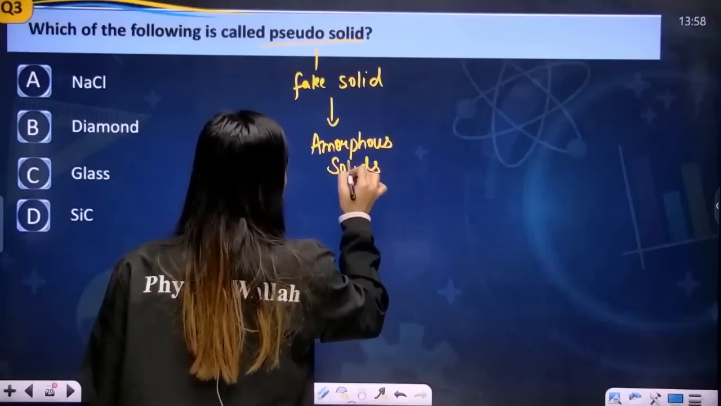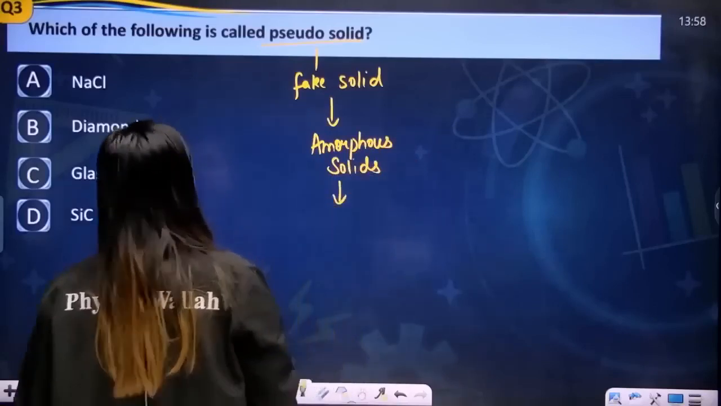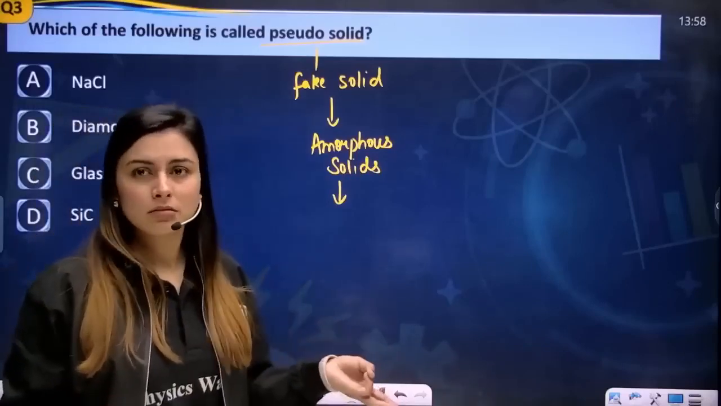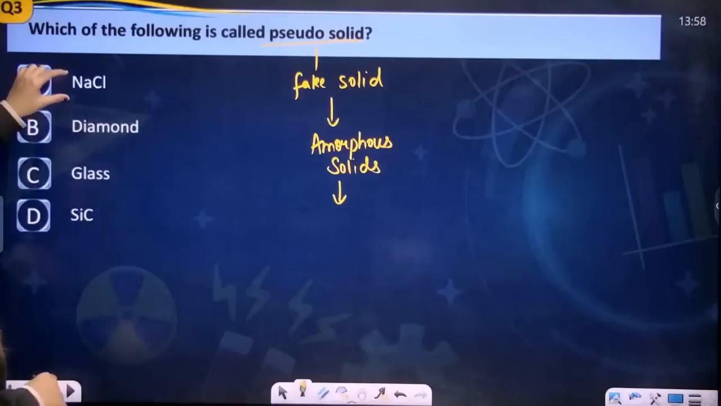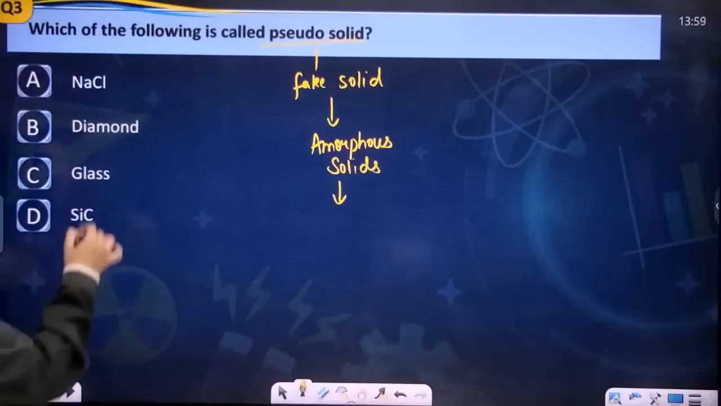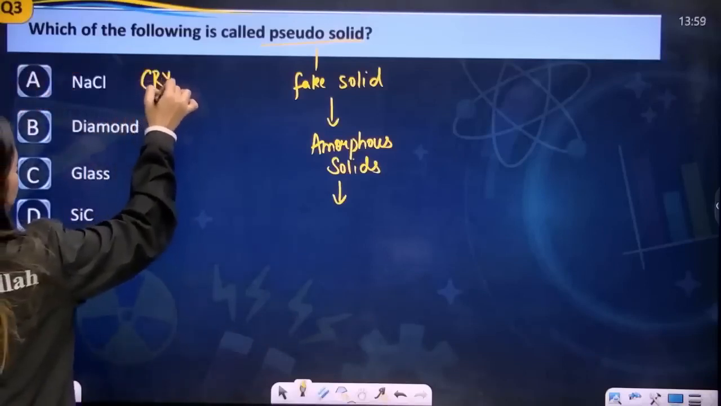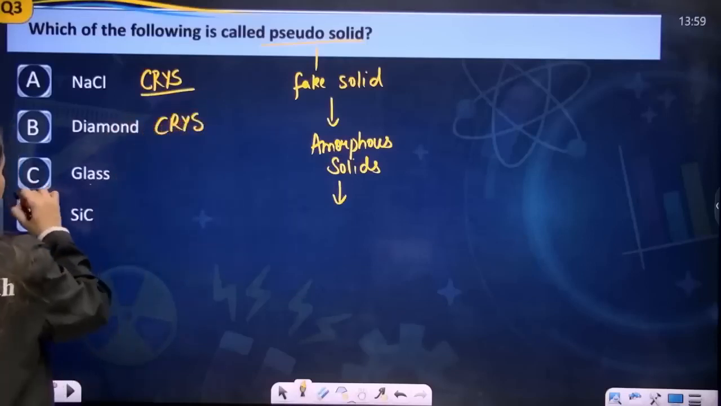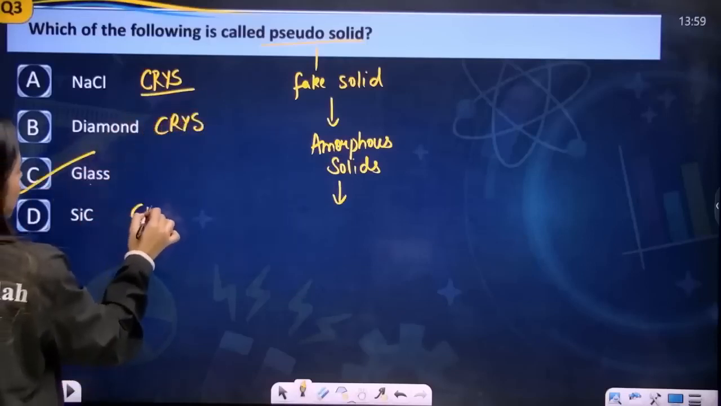Now, if it is an amorphous solid, can I say that any glass, rubber or polymer will be an amorphous solid? Let's take the example. NaCl is not a glass. It is crystalline. Diamond is a crystalline solid again. Glass is an amorphous solid. Silicon carbide will again be a crystalline solid.